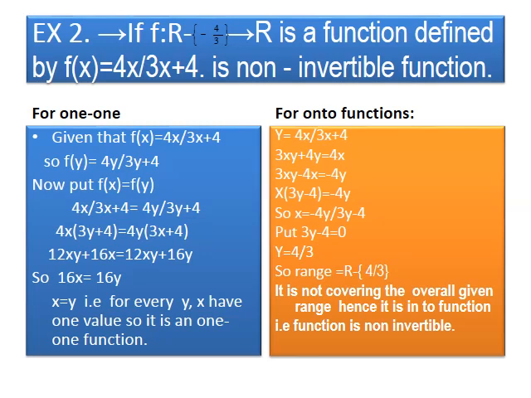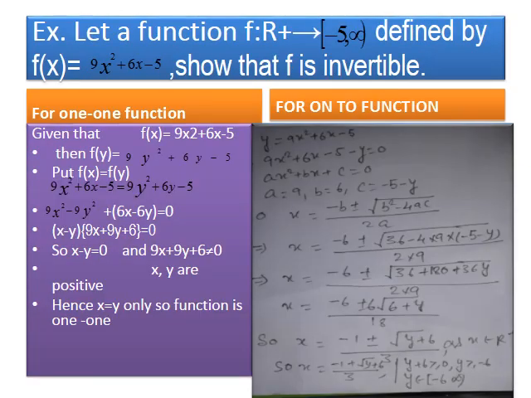So we get the range is R minus the set of 4 by 3, and this is not covering the given range of the function, which is R. So that's why this function is not an onto function. So we can say that the given function is a non-invertible function. Okay everyone, good. Now next, see the next example, example number 3.